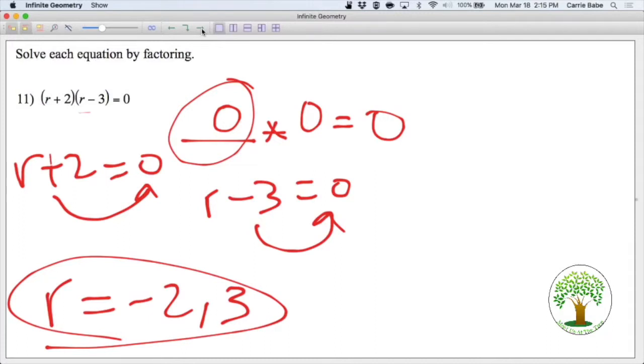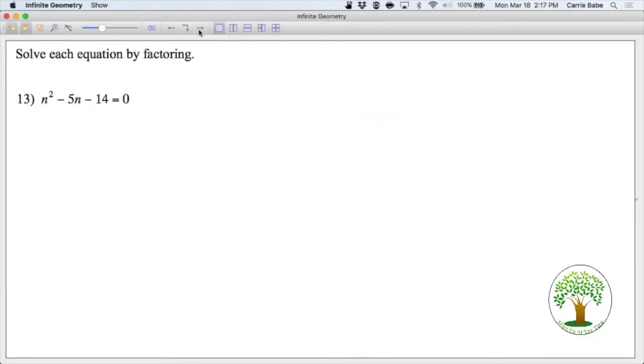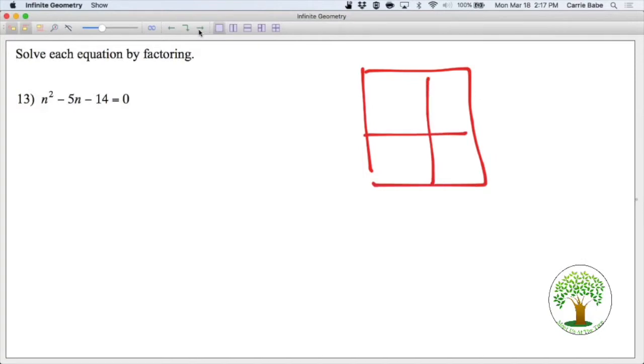Let's do number 13. We did 12. This time it's not factored for you. We now have to do some intermediate steps. We're going to have to do the box method and then do that thing we did on the previous problem.